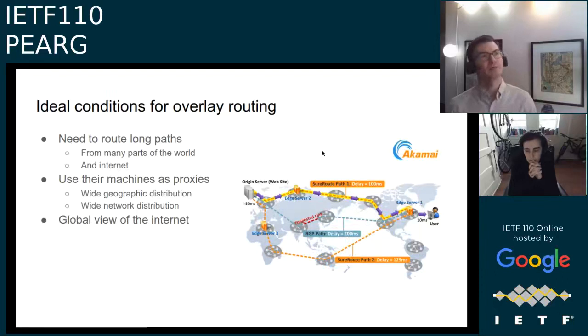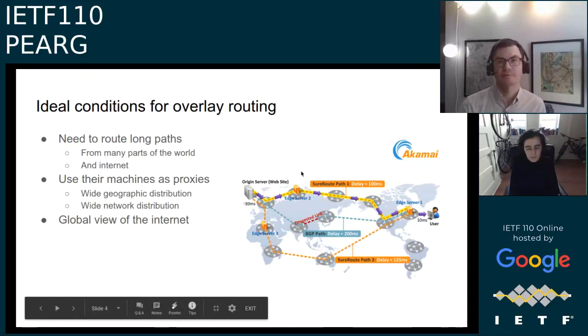And so what lets them do this, and why do they get a benefit from it? Well, Cloudflare, Akamai, CDNs need to route a lot of long paths. And so these are long in two senses, geographically and in a network sense. And further, you need to be able to use your machines as proxies. And these machines need to be widely distributed across the network. And again, Akamai, Cloudflare et al. have an enormous distribution of many, many, many thousands of machines all over the internet. They're all very powerful, and so they have many potential proxies to use, but they also have a global view of the internet. They can in real time assess network conditions and use those to choose better routes.